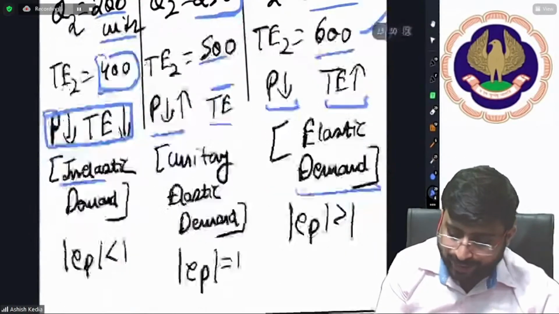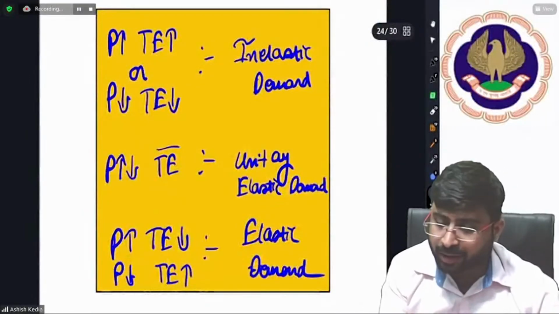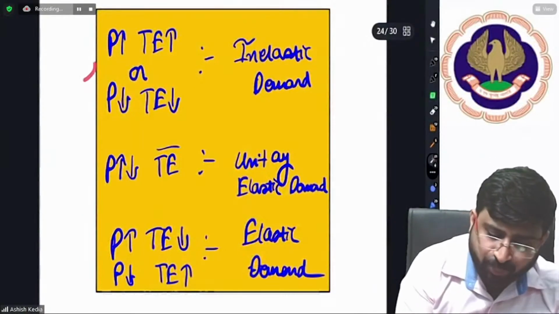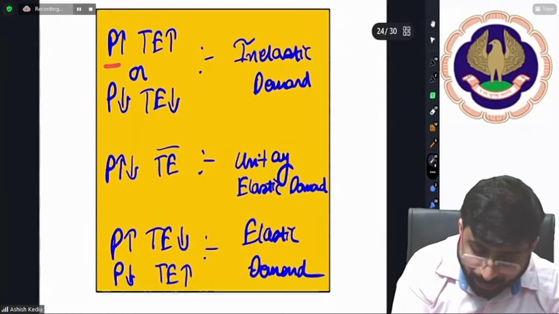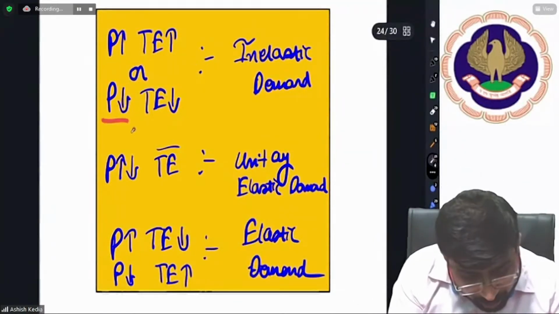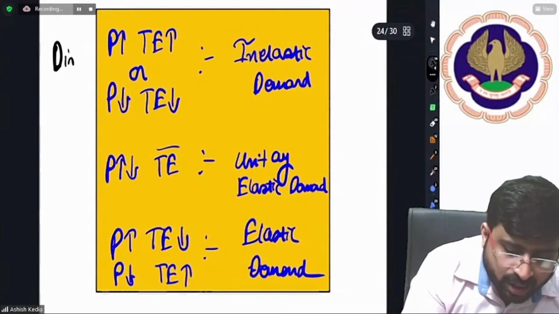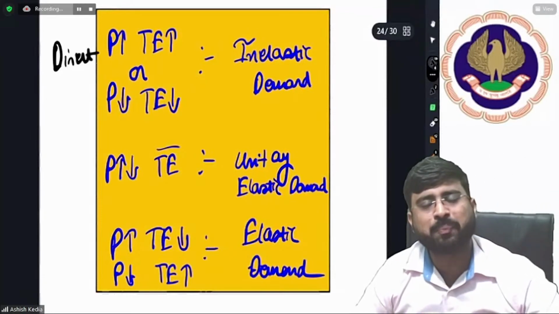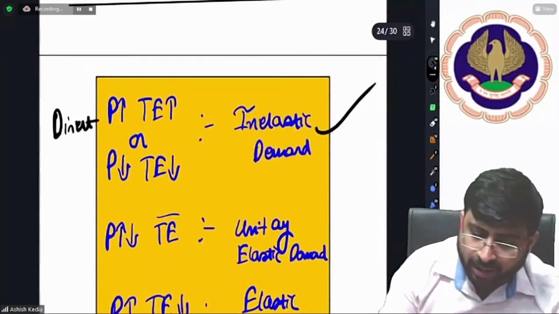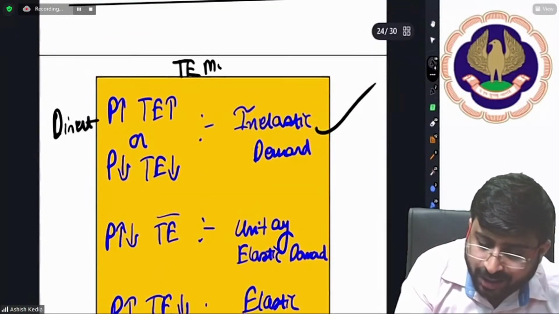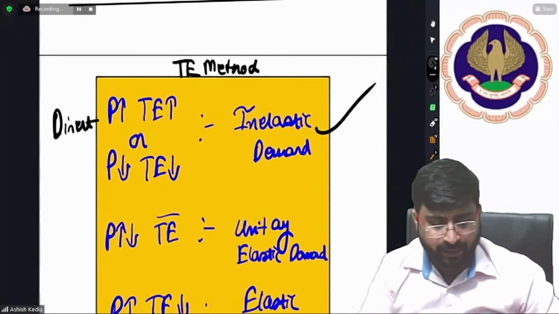Got it. So to sum it up, here is the summary. Look at the 3 things. If price rises, total expenditure rises, or if price falls, total expenditure falls. That is, if there is a direct relationship between price and total expenditure, then it is inelastic demand. Under which method? Mind you, we are discussing total expenditure or total outlay method. Oh, we got it, sir.